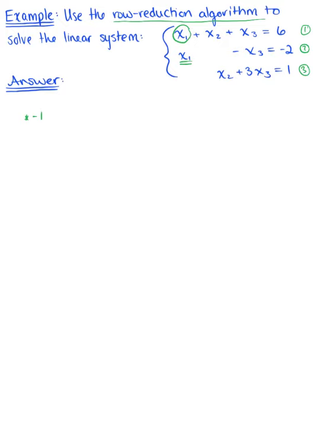Well, if we multiply equation 1 by a scalar multiple of -1, and then add this to equation 2, we'll be able to attain a new and reduced equation 2. So let's give it a go. We have the first equation will remain as it is. We have x sub 1 plus x sub 2 plus x sub 3 is equal to 6.